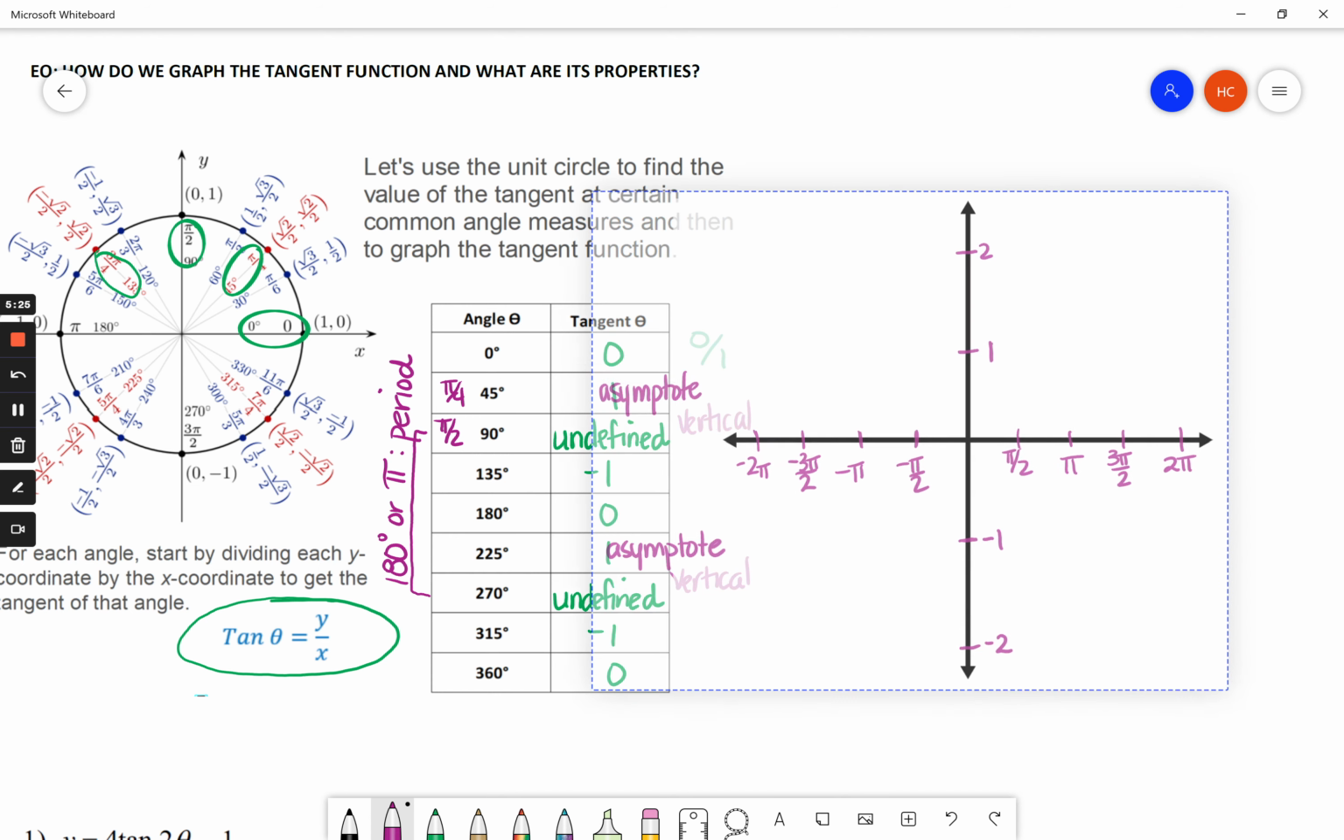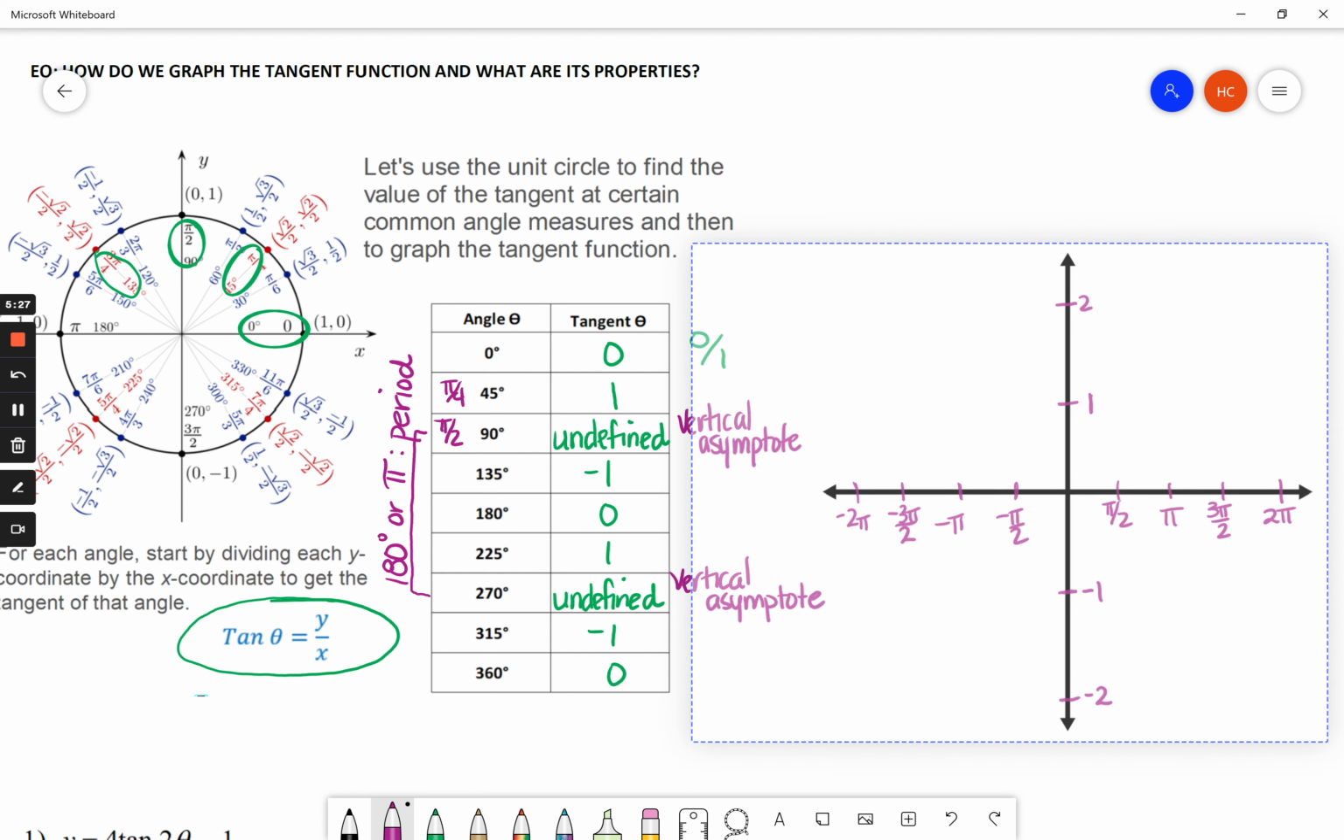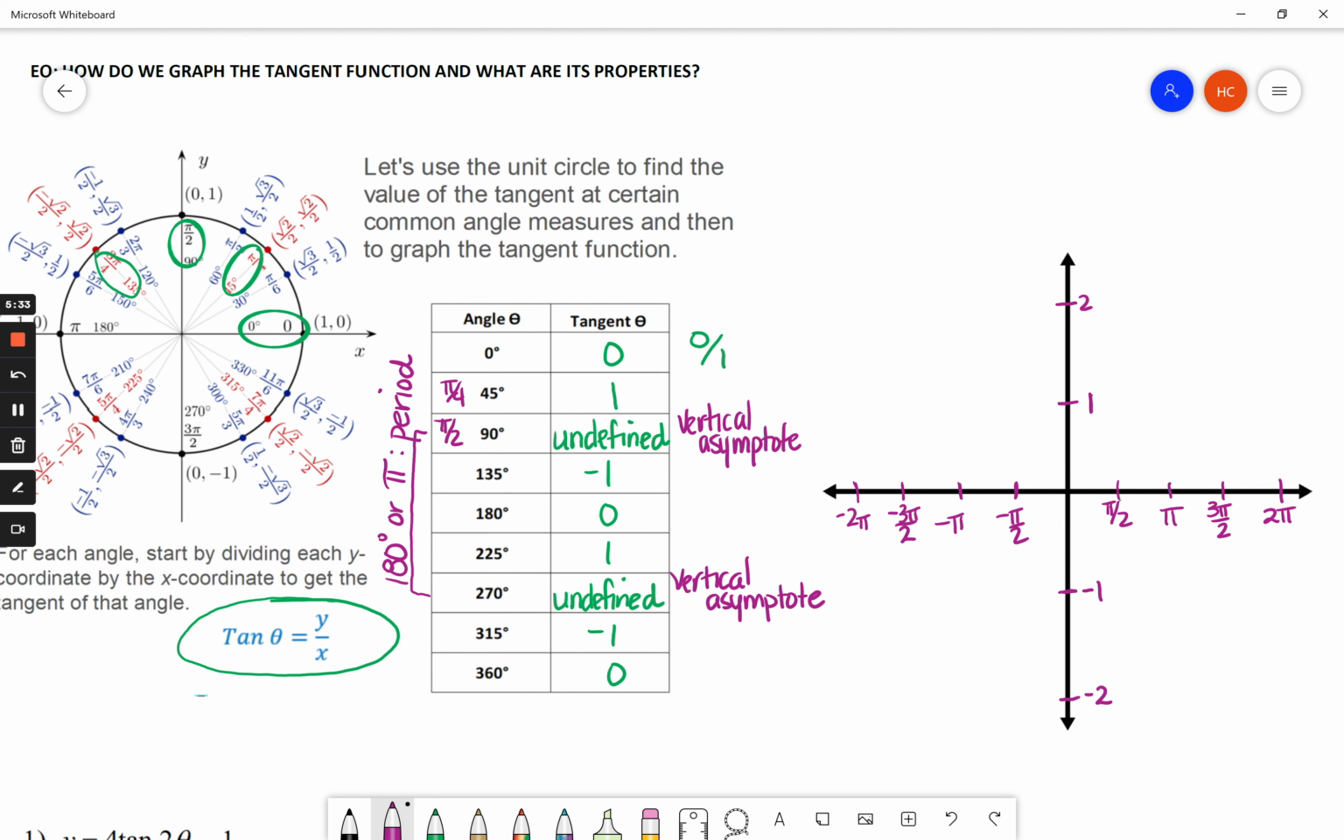So let's go plot these numbers. Whoops, did not mean to move this graph. There we go. Okay, so let's plot these values. The first one was 0, 0. So we're going to put a 0, 0 right here. And then we had 45, comma 1. Well, our 45 degrees is pi over 4. And pi over 4 is somewhere right in the middle of 0 and pi over 2, halfway. So 45 degrees, and it was at 1. So I'm going to put a 1 right here.